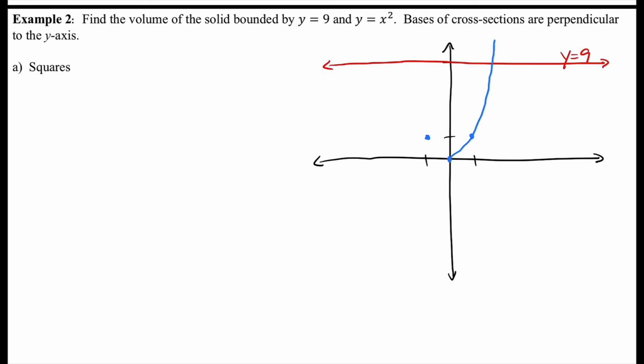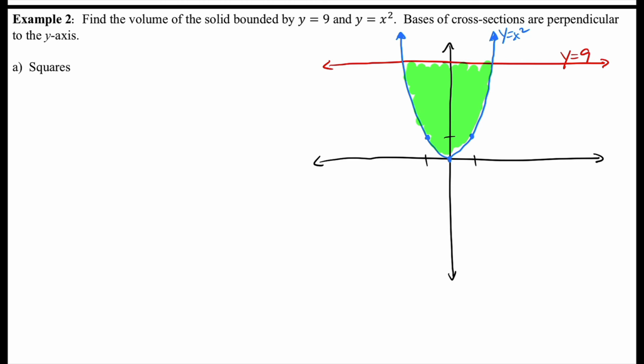Y equals x squared is just a parabola, just your basic parabola. It's not shifted at all. Doesn't go up, doesn't go down, doesn't go left, doesn't go right. Its origin is at 0, 0. So our vertex is at 0, 0. It looks just like that. Okay. So the bounded part is inside the parabola, up to 9. Okay, so we know the bounded part.